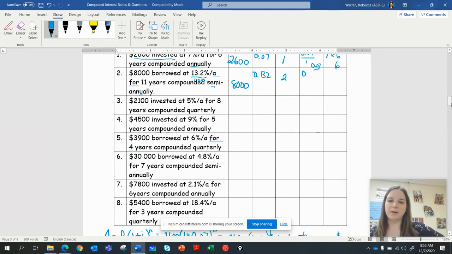The next step here is to take my percent, my 0.132, and divide by my compounding period. So 0.132 divided by 2, which is 0.076.